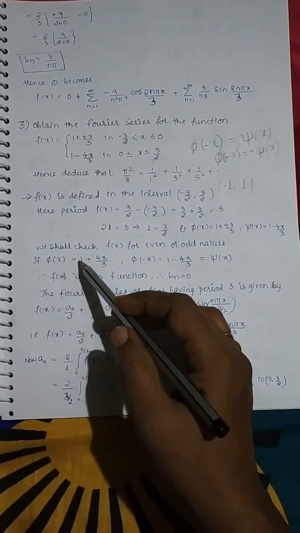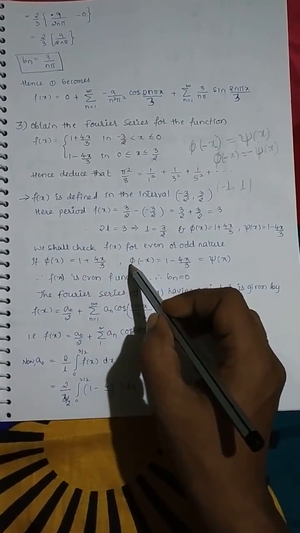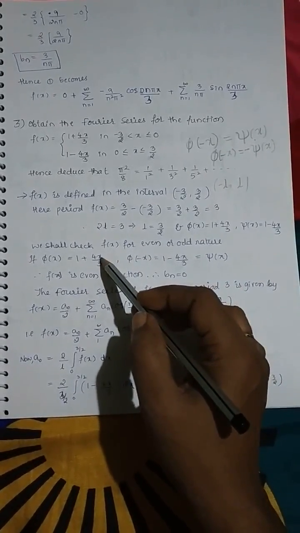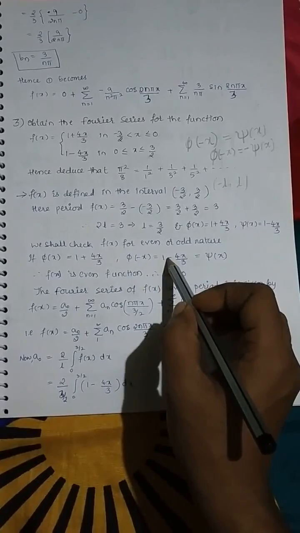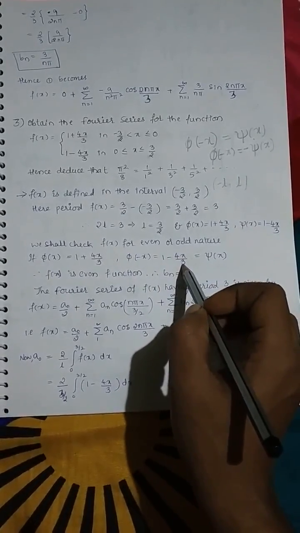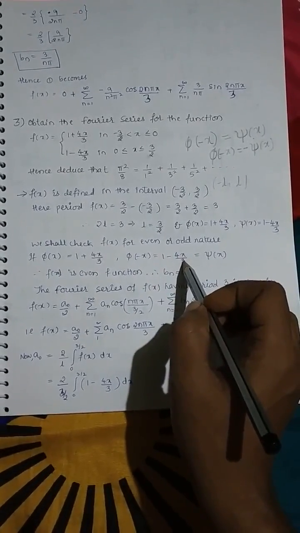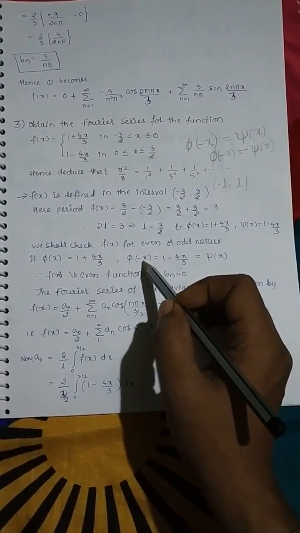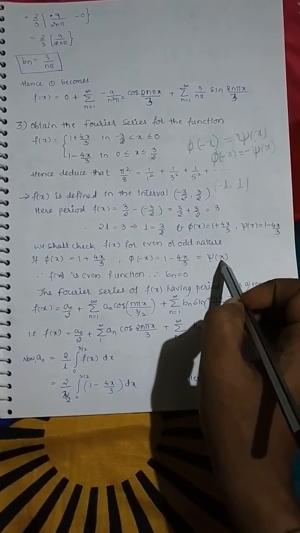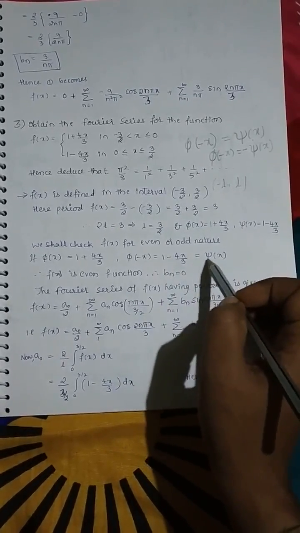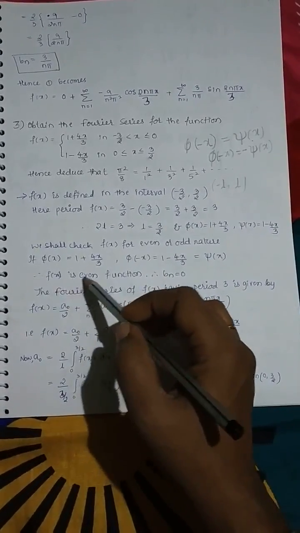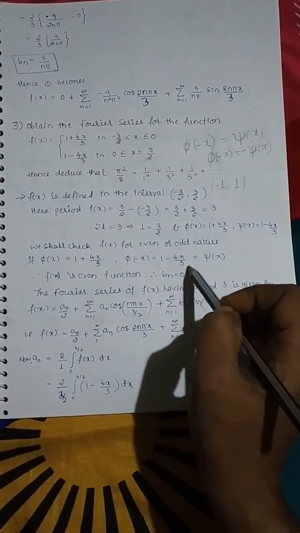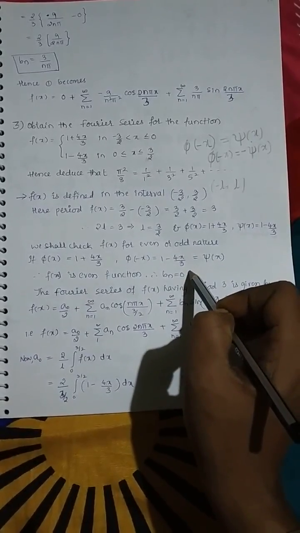If phi of x equals 1 plus 4x by 3, then phi of minus x, substituting x equals minus x, gives 1 minus 4x by 3. This is nothing but psi of x. Therefore, we have phi of minus x equals psi of x. Therefore, f of x is an even function. Since the function is even, the coefficient bn becomes 0.